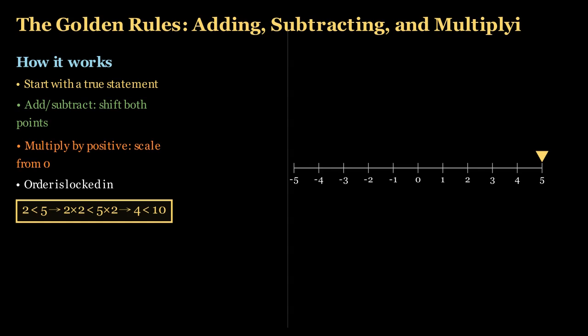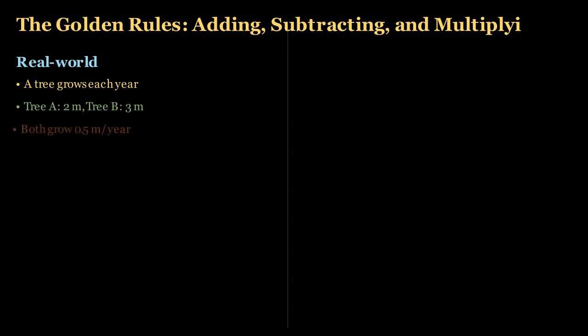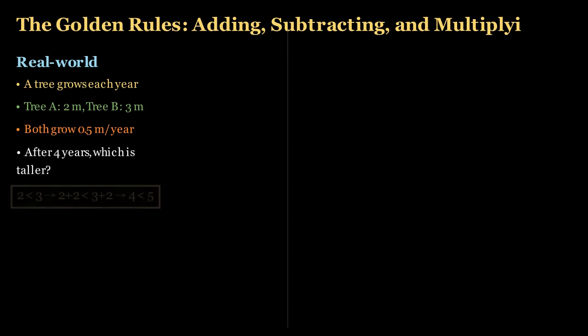We can write an inequality, 2 is less than 3. Each year, we add the same growth to both heights. Over 4 years, we're adding a total of 2 meters to each tree. So tree A becomes 2 plus 2, which is 4 meters. Tree B becomes 3 plus 2, which is 5 meters. The inequality still holds, 4 is less than 5. Adding the same growth preserved the order. Tree B stays taller by exactly the same 1 meter margin it started with. This same logic lets you solve any inequality where you add or subtract.